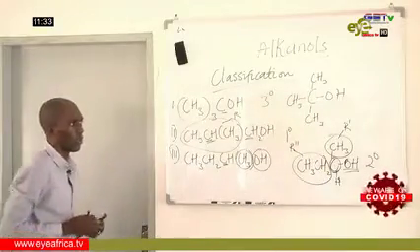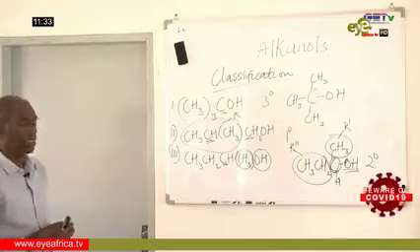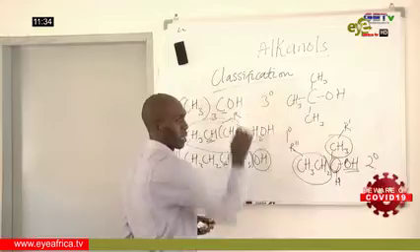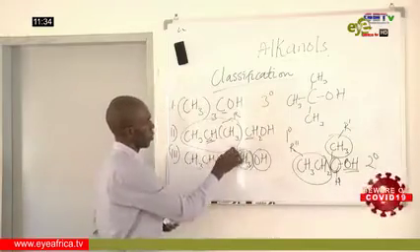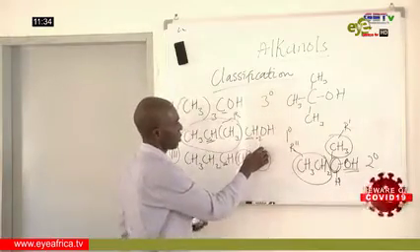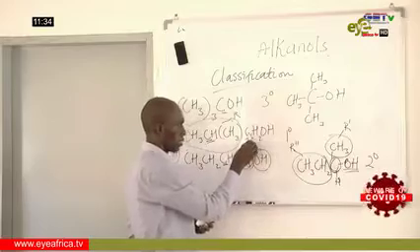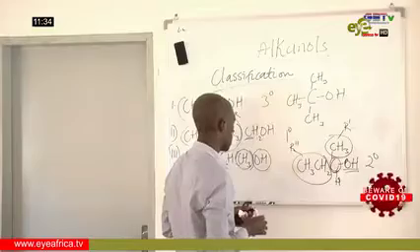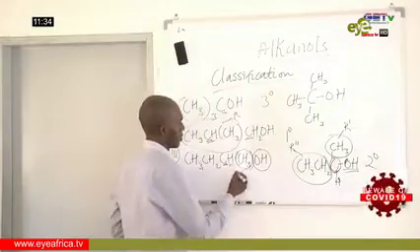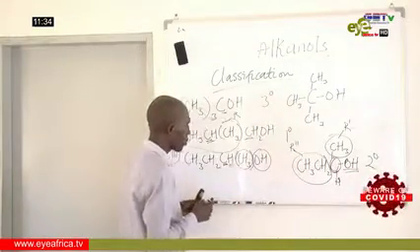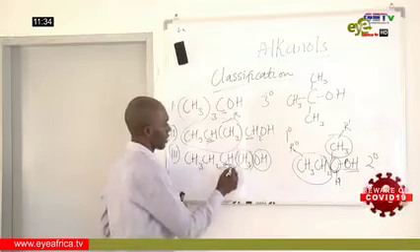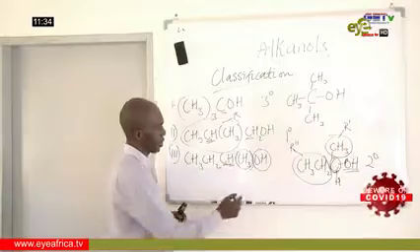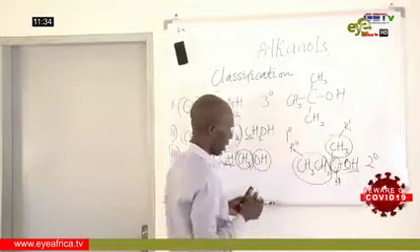And also, if you look at the number of hydrogens attached, the first one has no hydrogen. So therefore, it is what? A tertiary alcohol. The second one has two hydrogens bonded to the carbon that bears the functional group, so it is called a primary alcohol. If you look at the third example here, we have only one hydrogen attached to the carbon that bears the functional group. So we refer to it as a secondary alcohol.